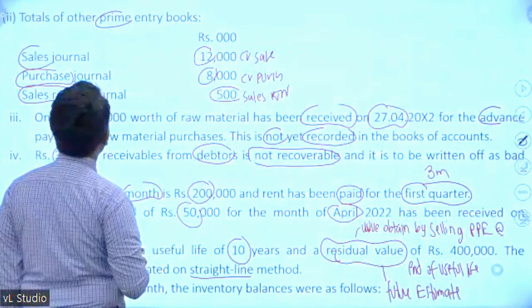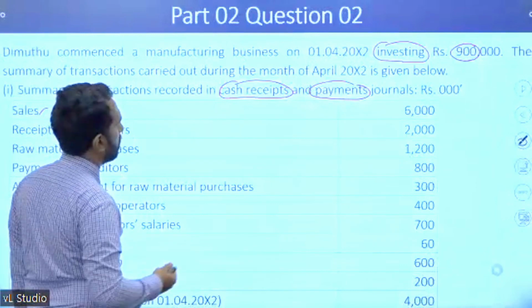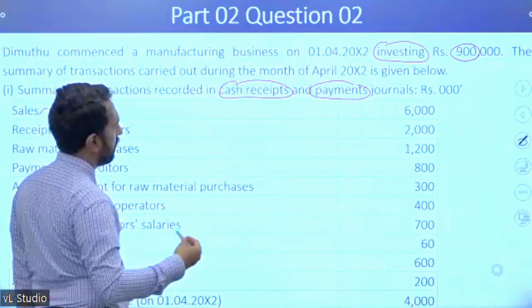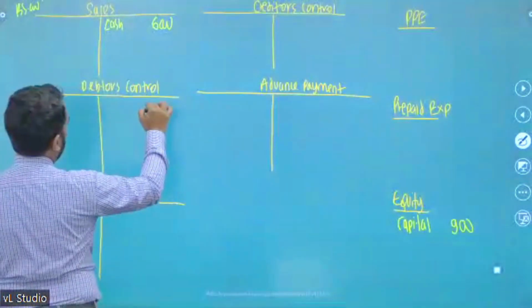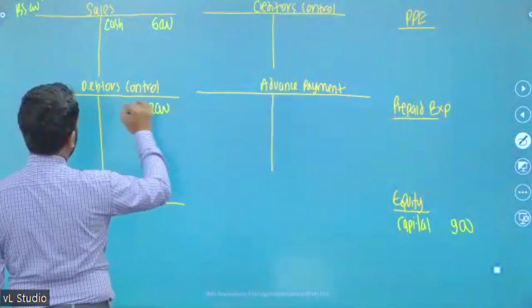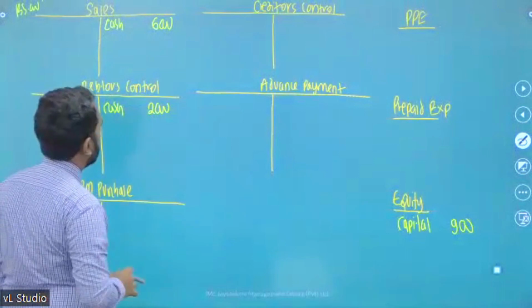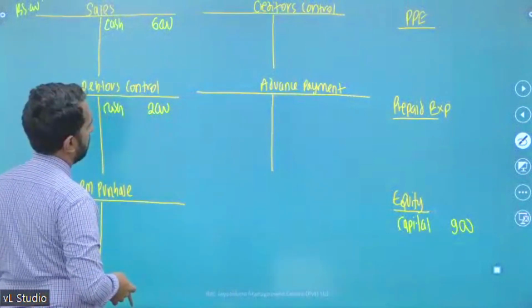Okay, right. Then received from the debtors 2,000. From the debtors we are receiving 2,000. So then what will happen? Debited to cash, credited to debtors control account. Debtors control account will be credited 2,000 as cash.